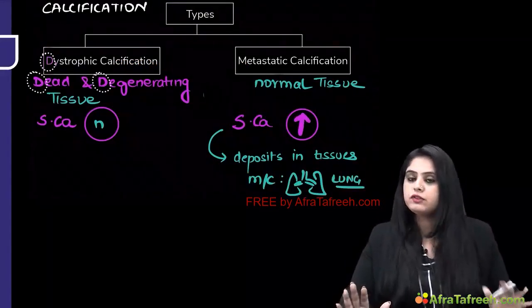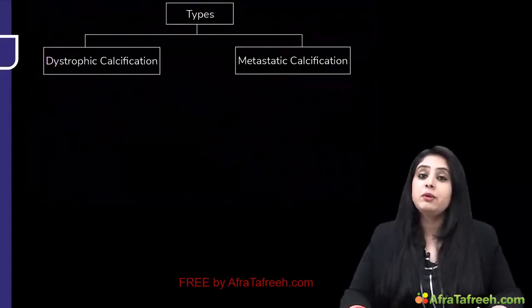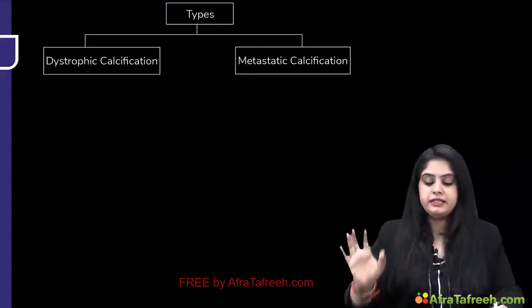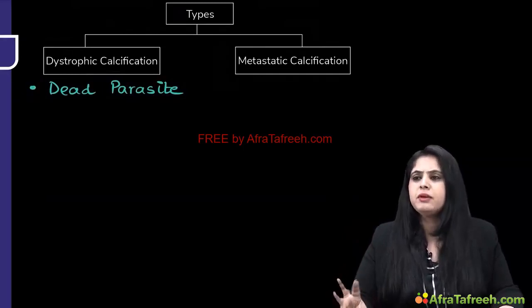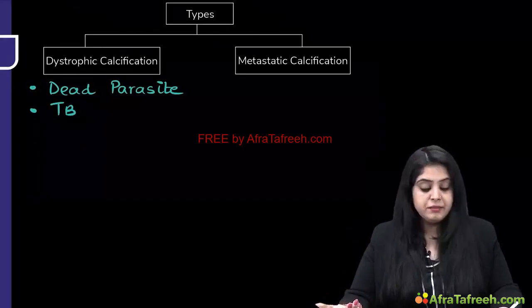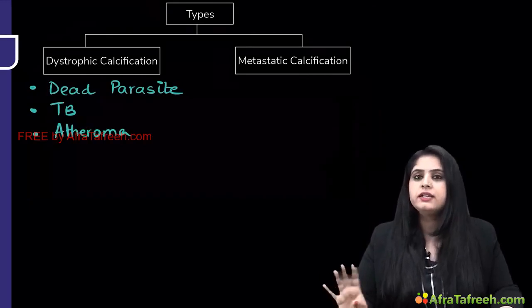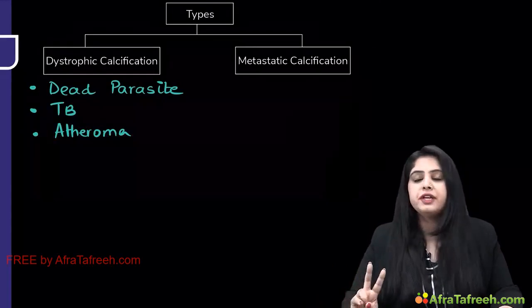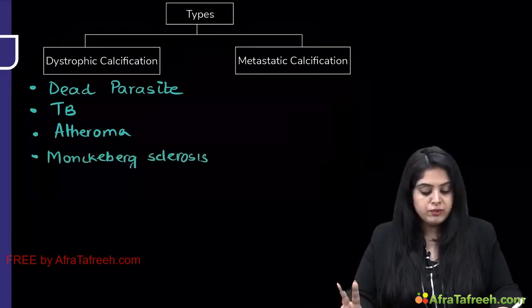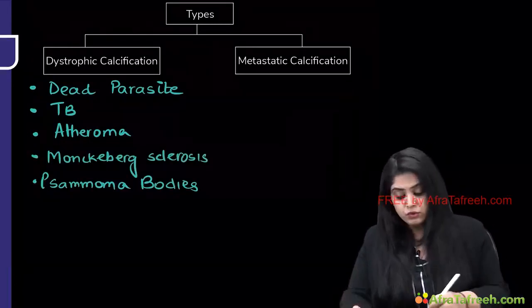So everyone's understood the pathophysiology. Should I tell you the examples? Let's do one example. When I'm talking about dystrophic calcification, think of dead things. Think of, say, probably a dead parasite. The word dead came, so dead parasite. Or maybe some bacteria. Maybe you can think of something like TB, which may be dead. Then some degeneration like atherosclerosis, that will also have dead tissue. So anything dead, degenerating: dead parasite, dead bacteria like TB, atherosclerosis, and two very important images. Those two important images are Monckeberg sclerosis and Samoma bodies. Let me show you these two pictures.